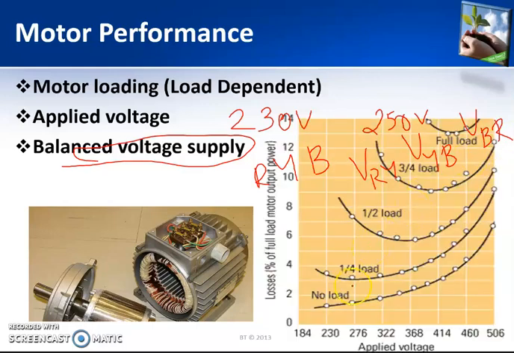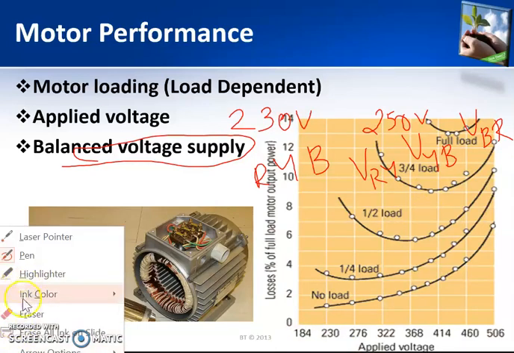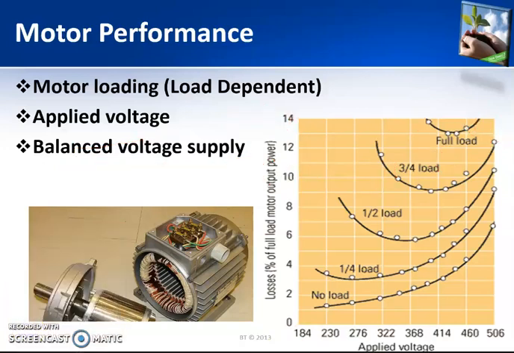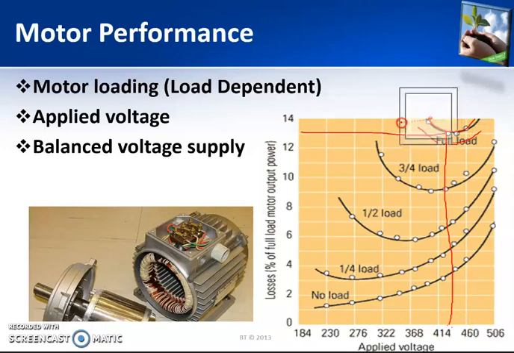So this is just a slide which is showing the losses with respect to the applied voltage. Here you can see that this is at the full load operation, and the rated voltage is around 420 volt. You can see that this is 420 volt, and there the losses are minimum. So the motor is at a full load operation, and we are applying the rated voltage. Now in either case, if you are increasing the voltage or decreasing the voltage, the loss factor is going to increase. So that is seen over here.